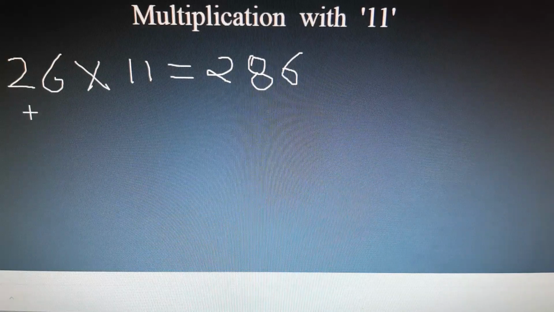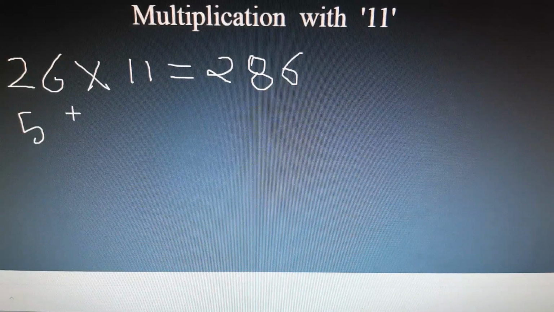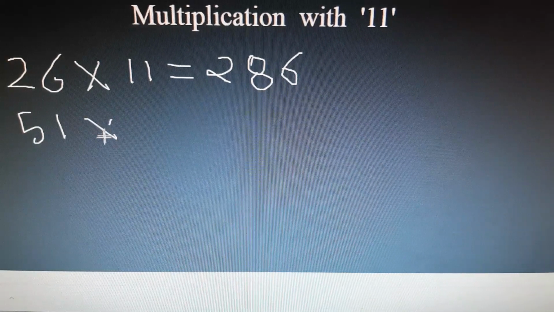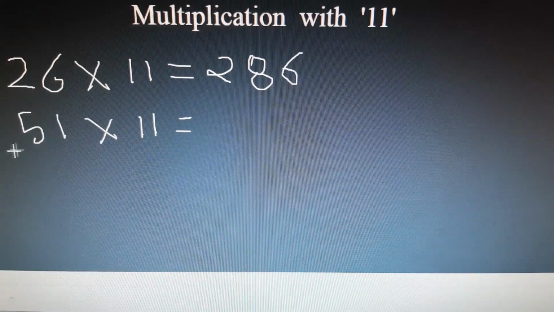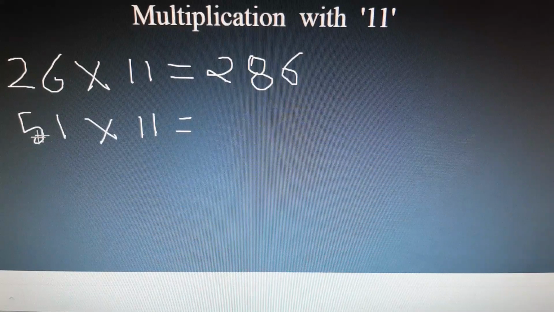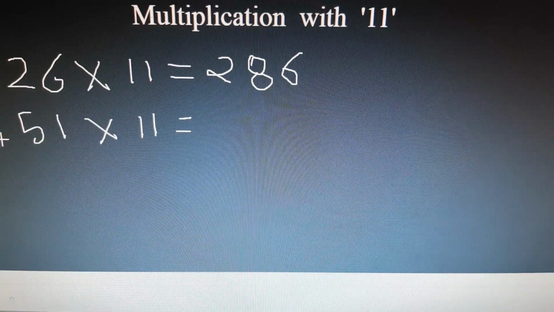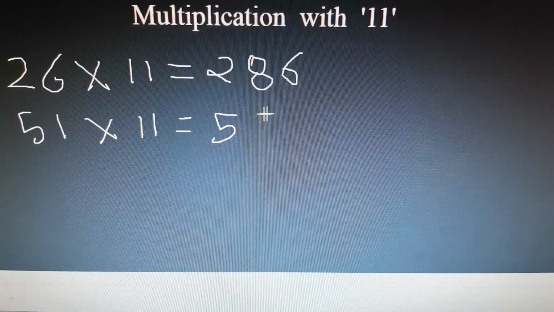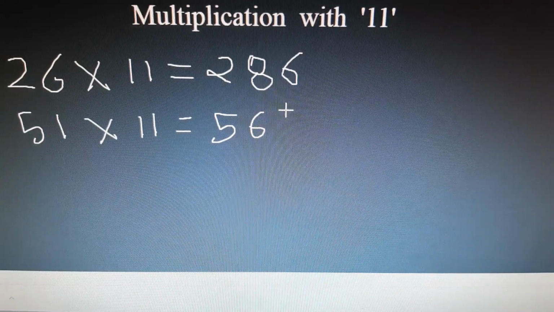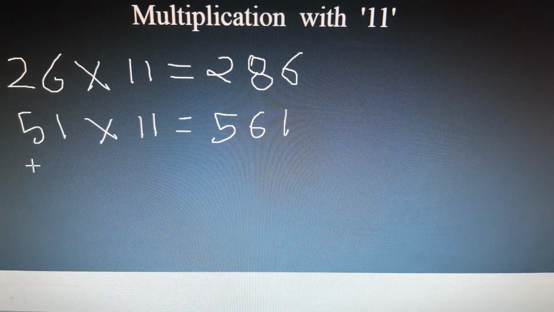Second, 51 multiply by 11. Okay. Now who will give the answer? Everybody is knowing, na? You have to plus these both the figures. 5 plus 1 is 6. So 5, 6 and 1 again.